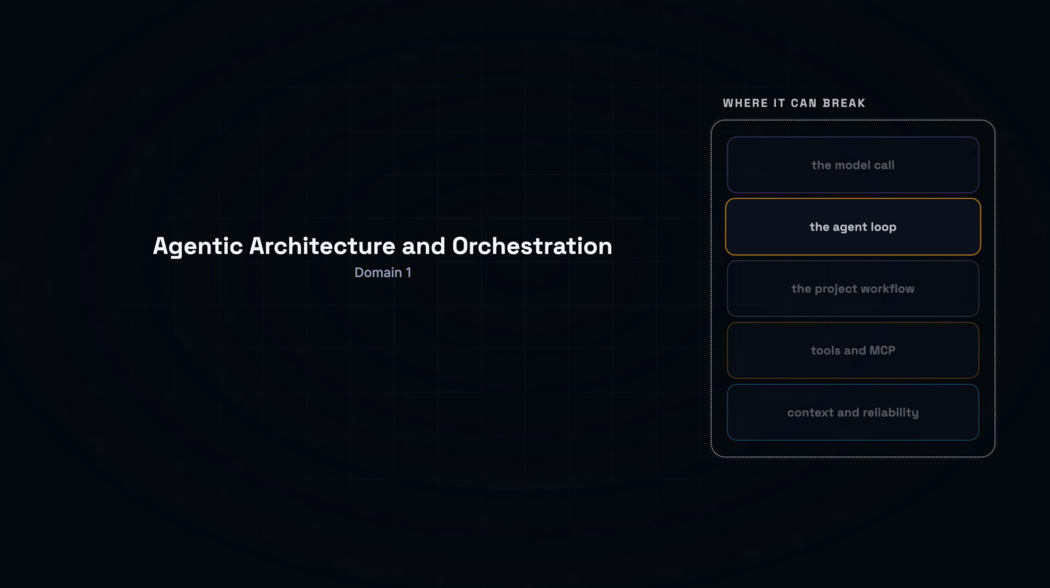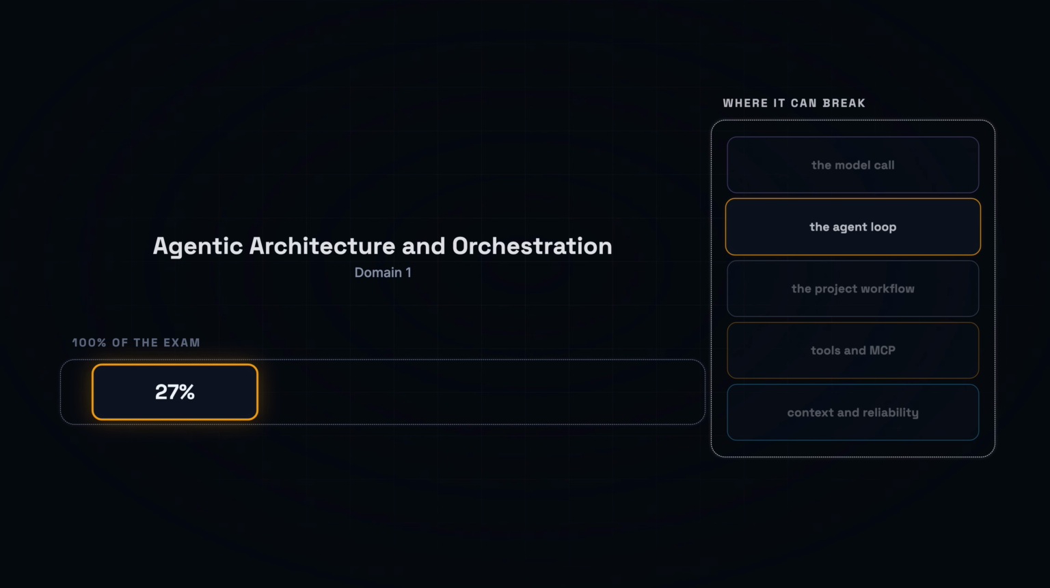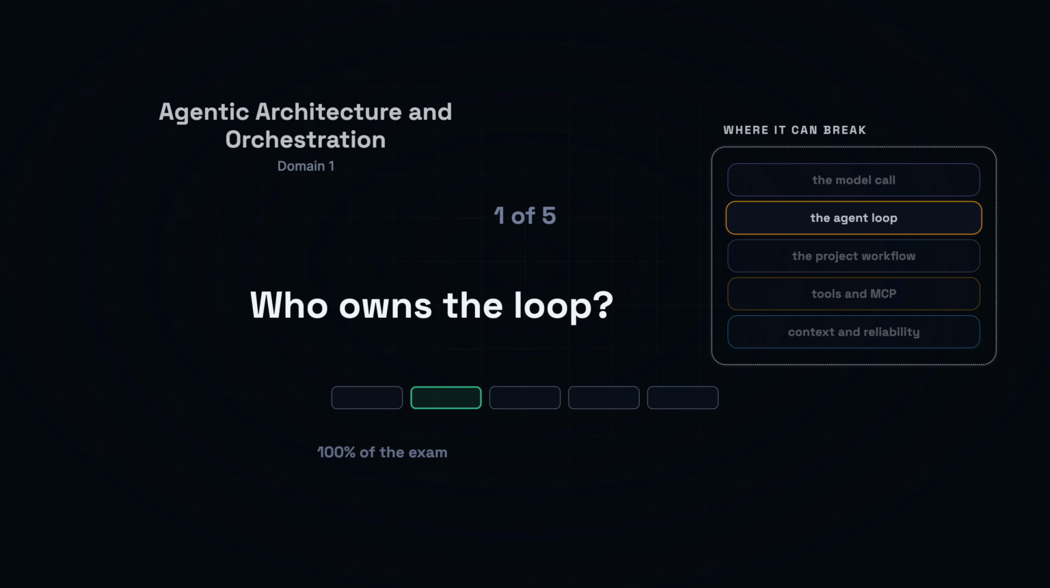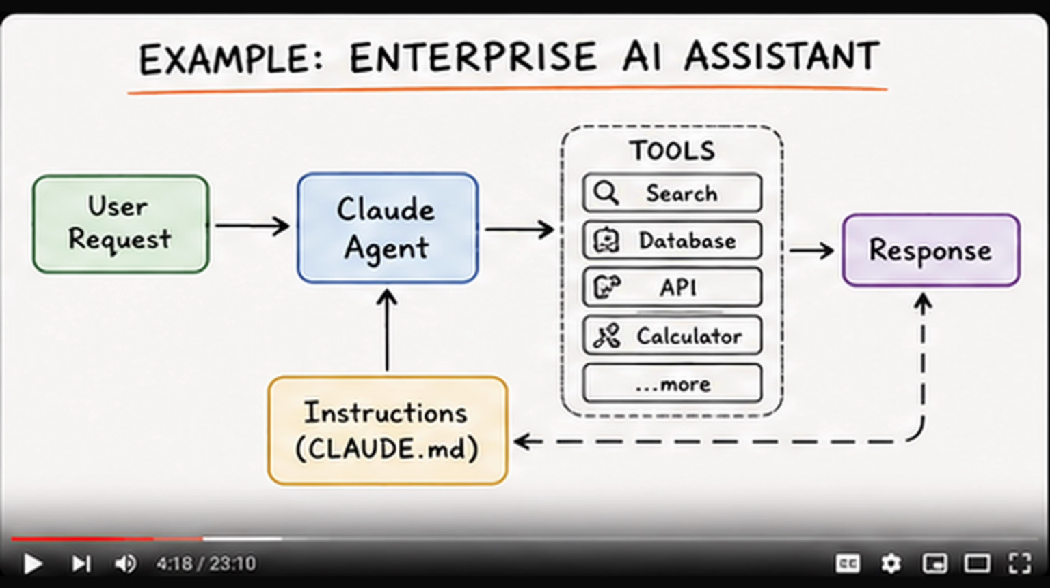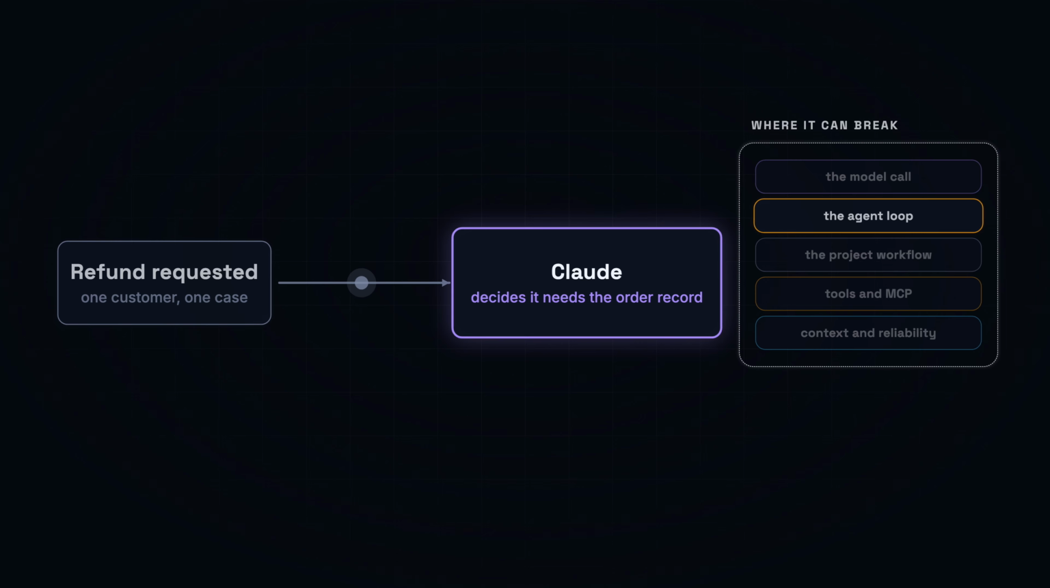Domain 1: Agentic Architecture and Orchestration. 27% of the exam, the heaviest domain. The first diagnostic question is: who owns the loop? Our refund request reaches Claude. Claude decides it needs the order record.